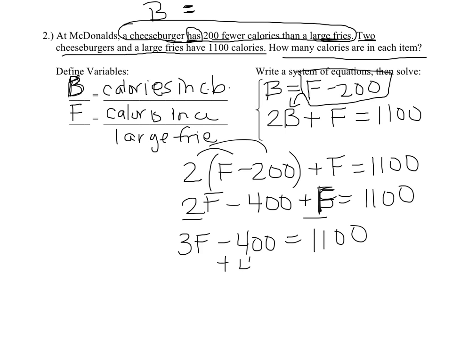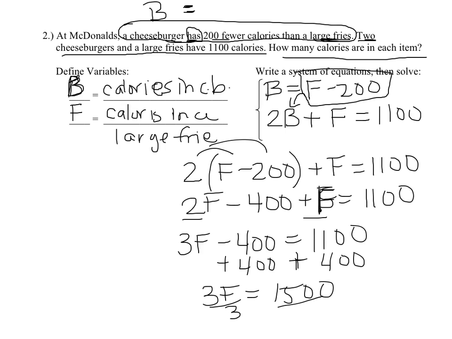Then I'm going to add 400 to both sides. When I do that, that is going to give me 3F equals 1,500. Divide everything by 3, and we get here now that F is equal to 500. So we're going to come back up here. Well, we know that F is 500 calories, so we know that fries have 500 calories.